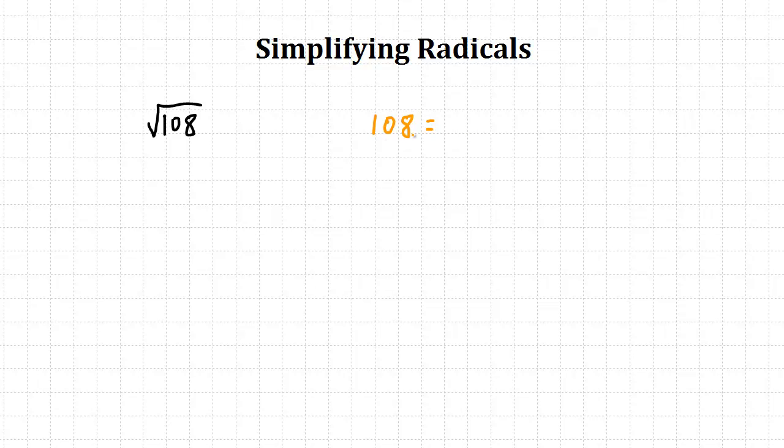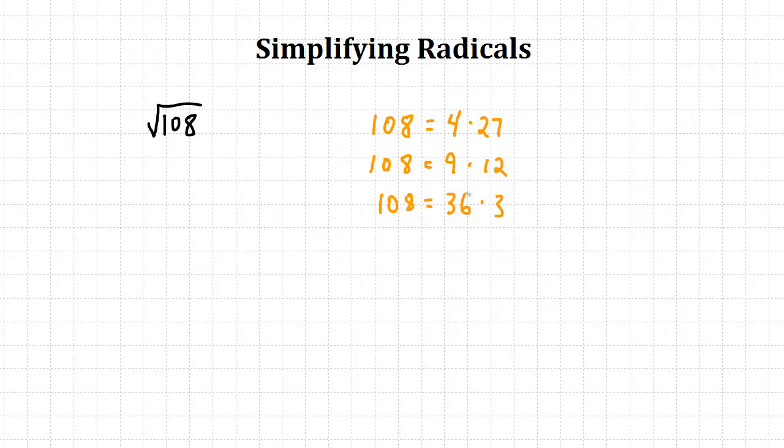So I know that 4 is a perfect square, and 4 actually goes into 108 27 times. You can check that yourself: 4 times 27 will give you 108. 9 is another perfect square that goes into 108. 9 times 12 is 108. But that's not all, because even the perfect square 36 goes into 108 3 times.